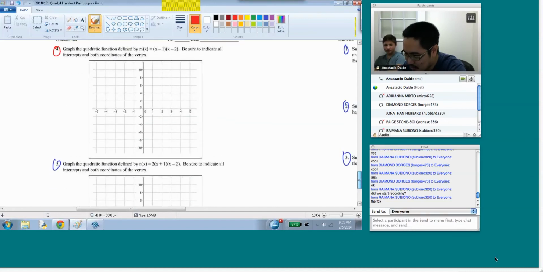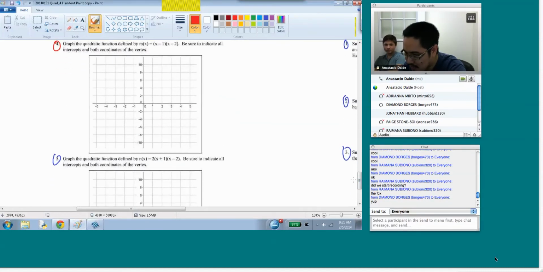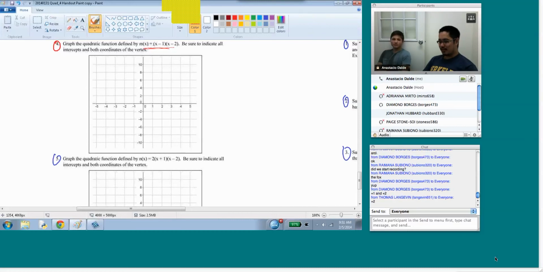Anyway, those are the boring rules. Let's do this one. See this parabola right here? Where does it cross? You tell me. What are the x-intercepts? This is your homework. The blue ones are your homework, and the red ones are the ones I'm doing. Where does it cross?